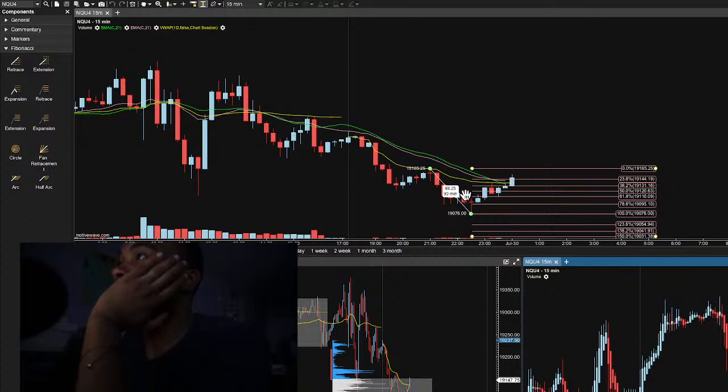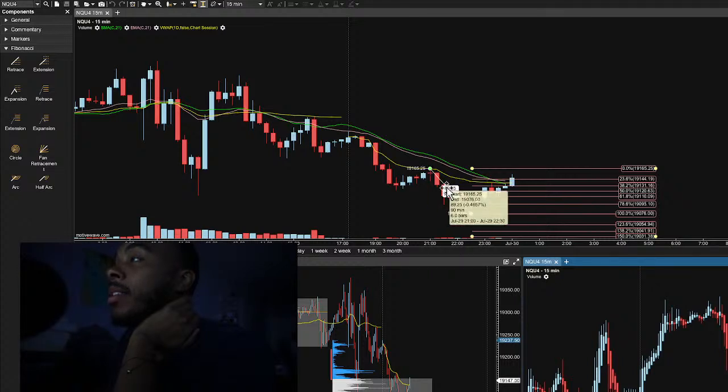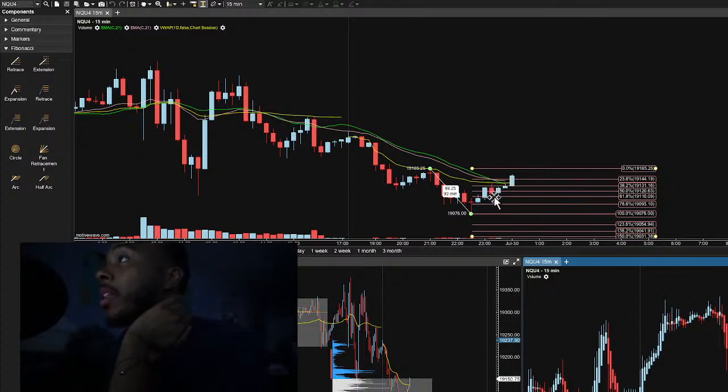Okay, so see right here for NQ, you could tell that we still have that A, B, C right here, but then it comes down and breaks that downtrend, so that makes that ABCD null and void. We're making a whole new trade. We're in a whole new trend.